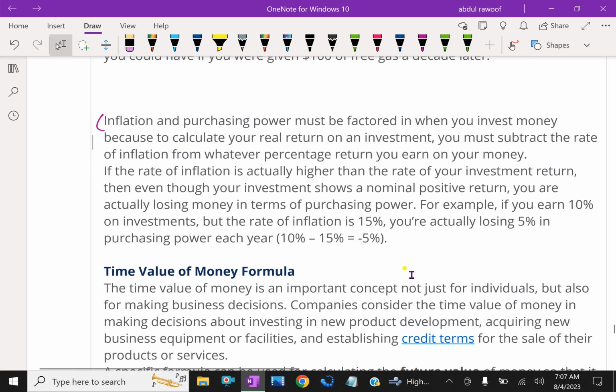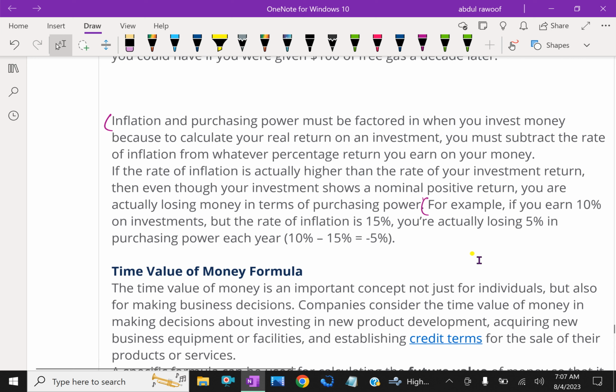For example, if you earn 10% on an investment but the rate of inflation is 15%, you are actually losing 5% in purchasing power each year.